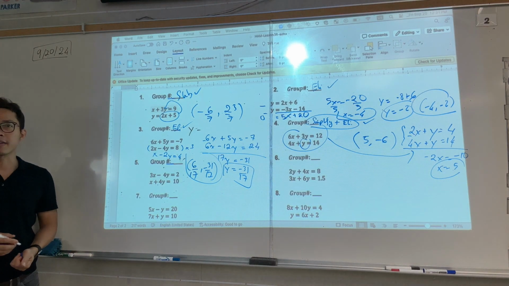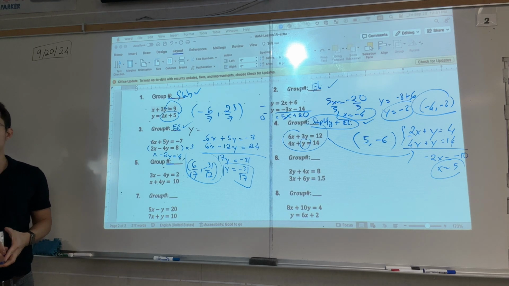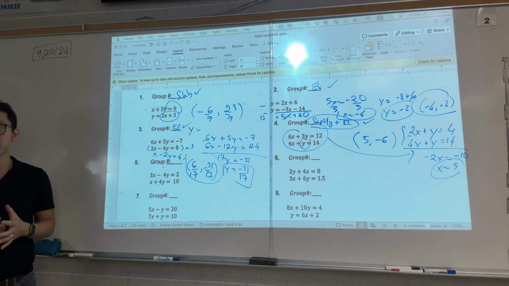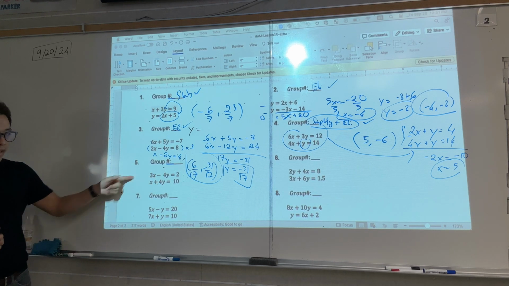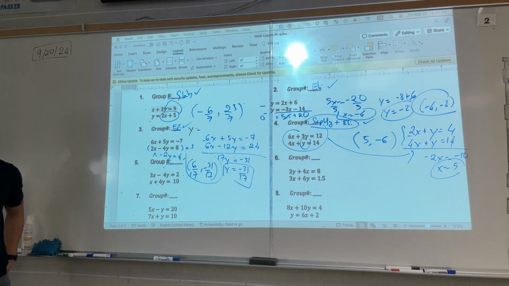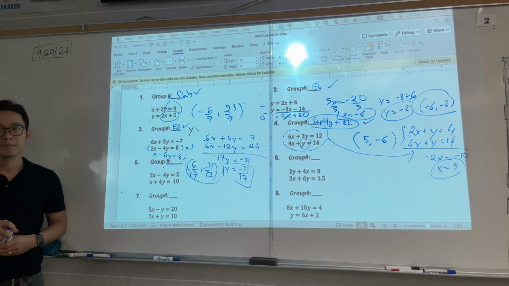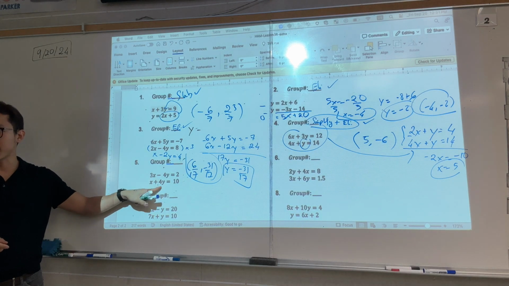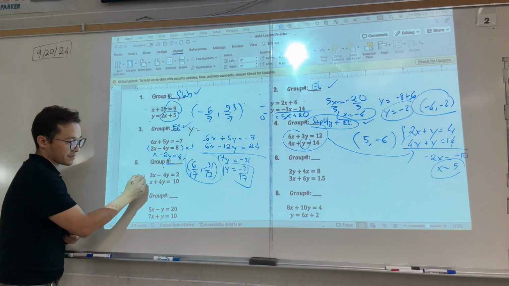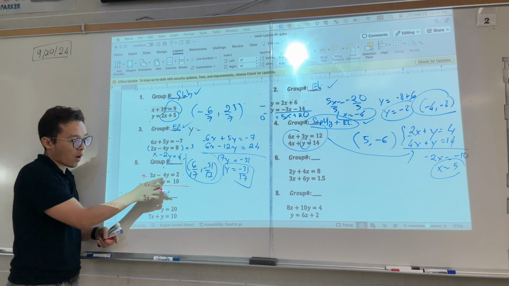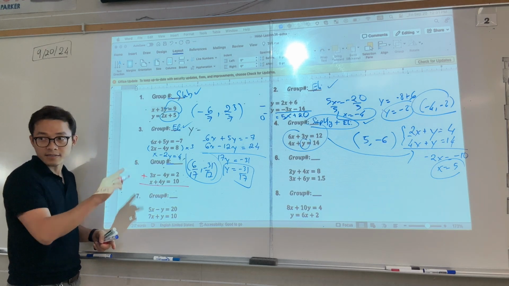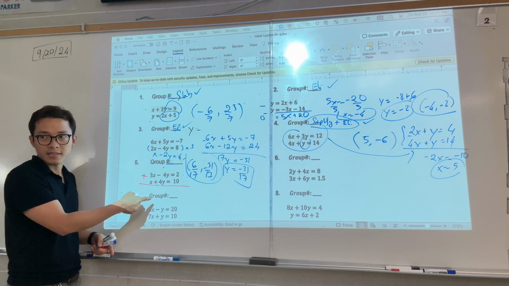Okay, group 5. Isabella, Jose, and Dante. Elimination. Very good. For sure, elimination. Why? 4 and 4. Same number, right? But here, why do I put this one as a sample? What are you going to do? Are you going to subtract them? If you subtract them, they're not going to be eliminated. Okay? You add them. You know you can add them or subtract them, right? Because when you add them, negative 4y and 4y are going to be gone. If you subtract them, they're not going to be gone.